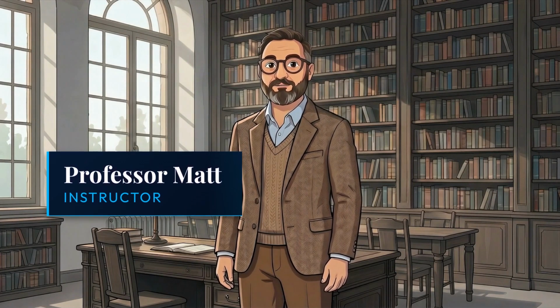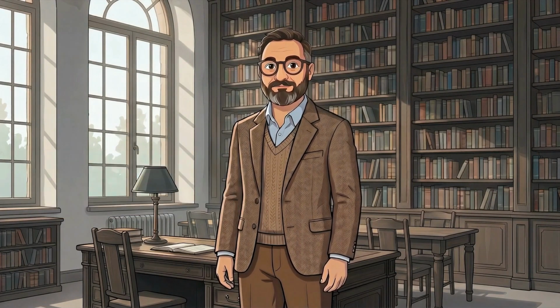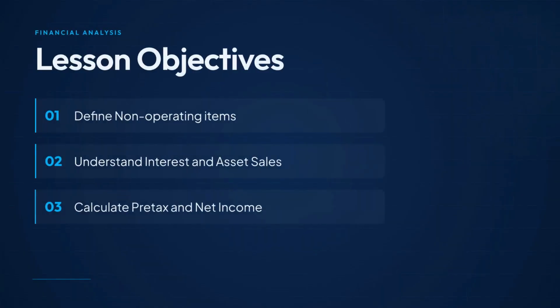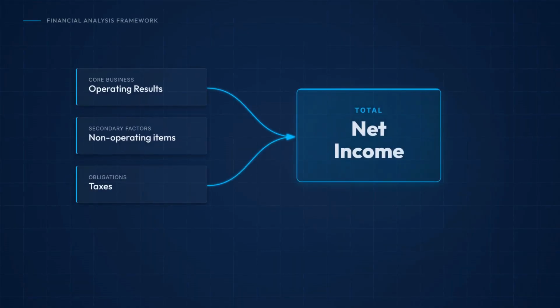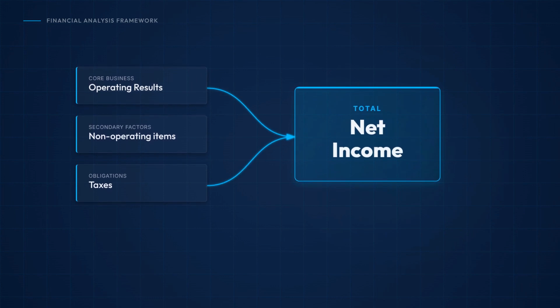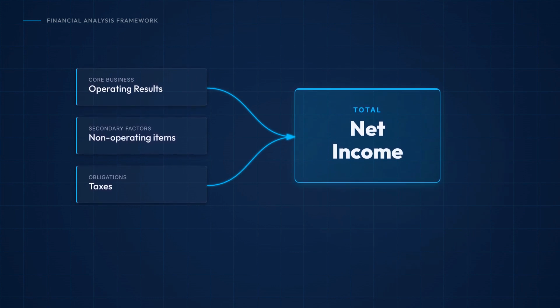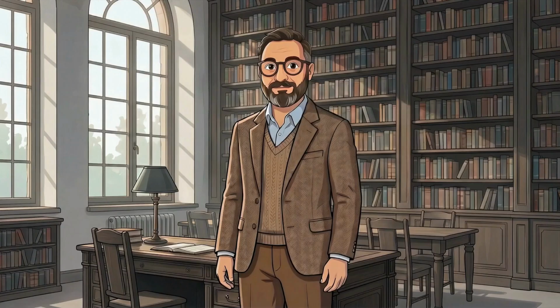Today we'll discuss the non-operating items and taxes that lead to a company's net income. We'll define these items, look at examples like interest and asset sales, and see how they factor into the final bottom line. An income statement shows the pathway to a company's net profit, also referred to as the bottom line. This includes results from day-to-day operations, but also items outside that scope, as well as corporate income taxes.